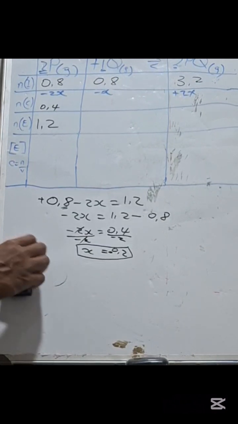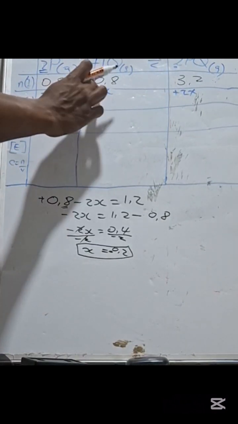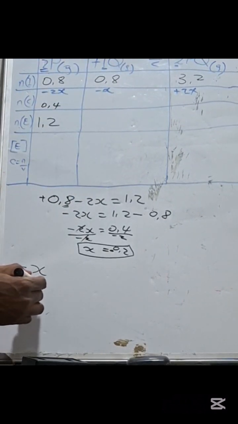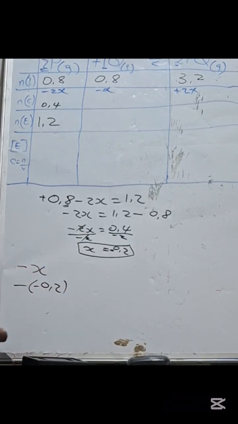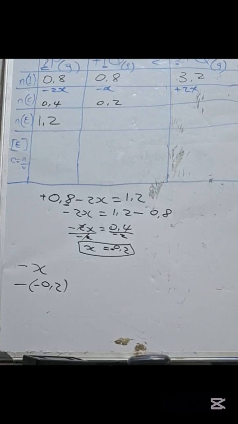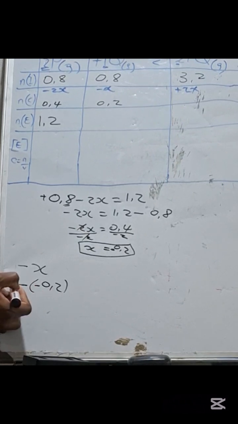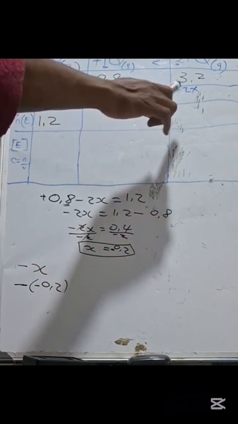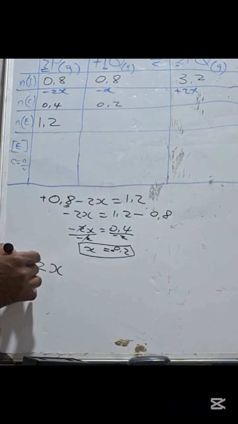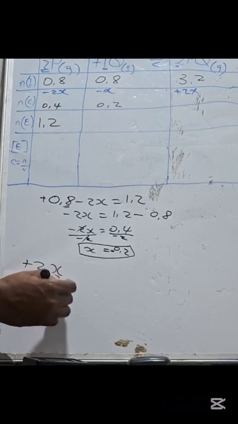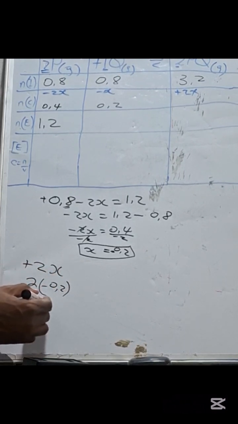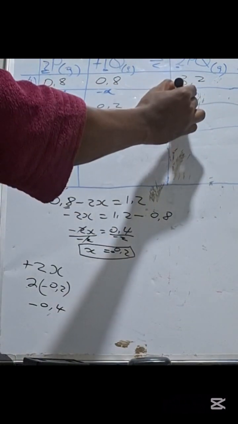Then here we have negative x, which means in place of x I will put negative 0.2, which means here I will have 0.2, not negative, okay? Because a negative times a negative is a positive. Then for the product we have plus 2x. So in place of x I will put 0.2, which means I will have 0.4. So here I will put 0.4.